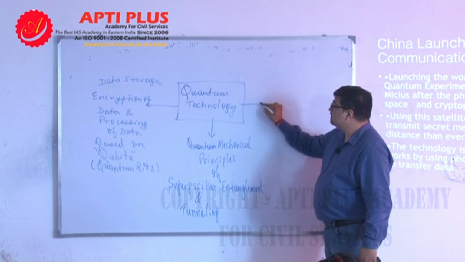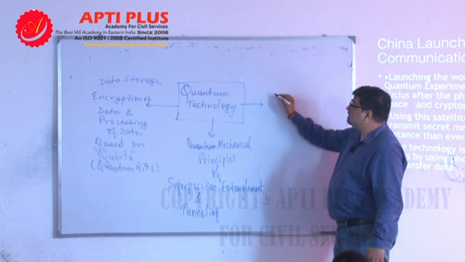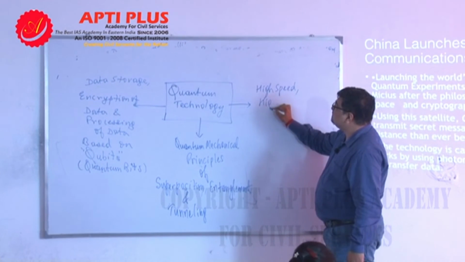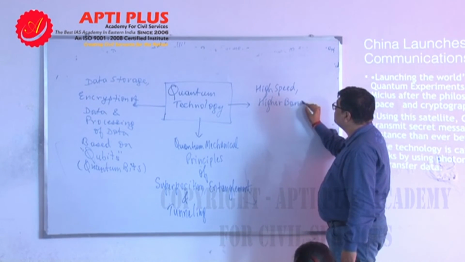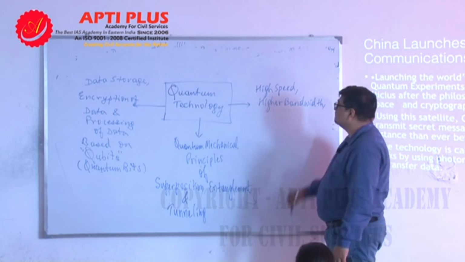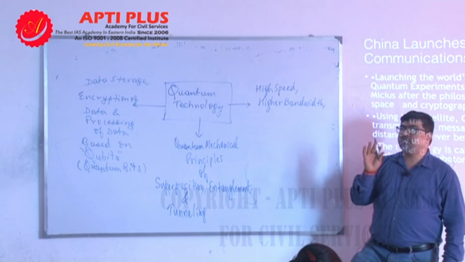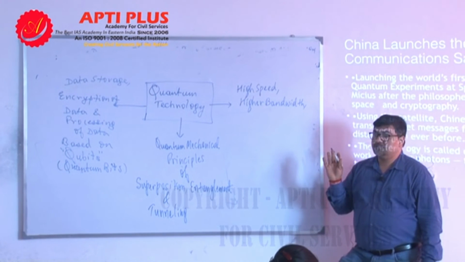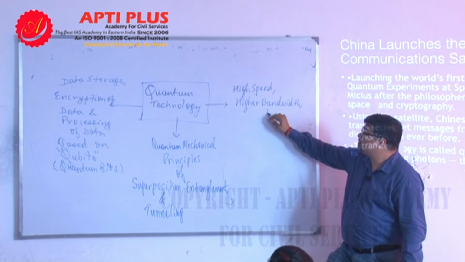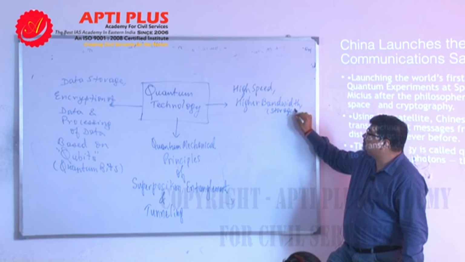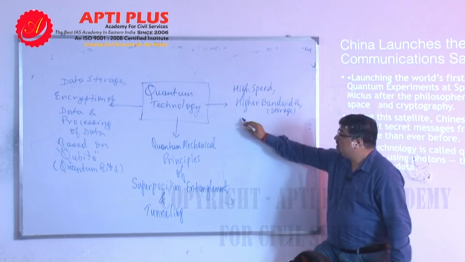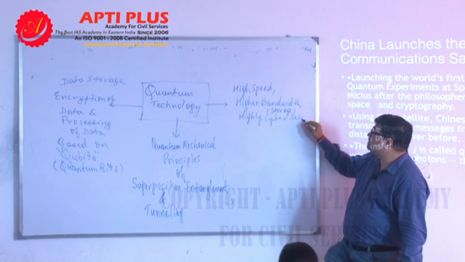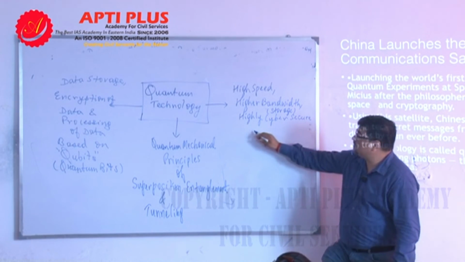And the third aspect here is high speed, higher bandwidth. What is higher bandwidth? Higher storage. Such a computing system or information technology and communication will be very high speed. More data can be transmitted and more data can be stored, because bandwidth here means storage. More information can be stored. And it can be highly cyber secured, highly secured. It cannot be cracked. A secure network.